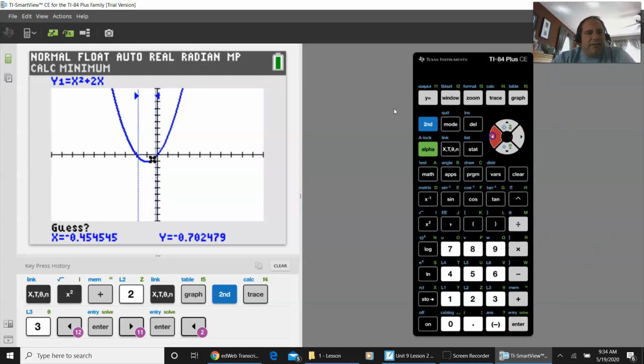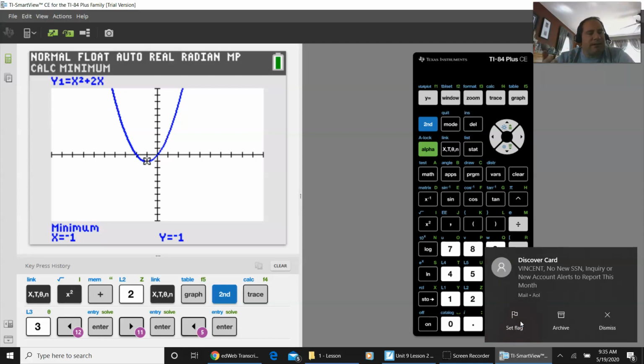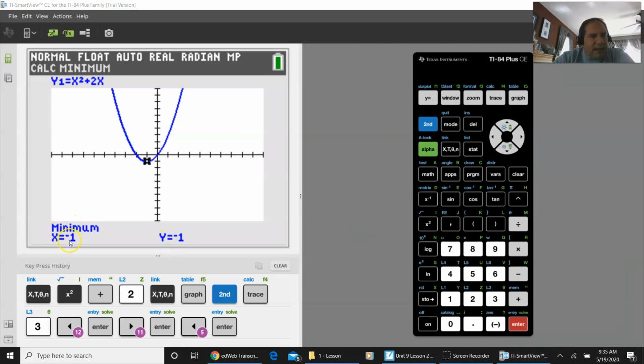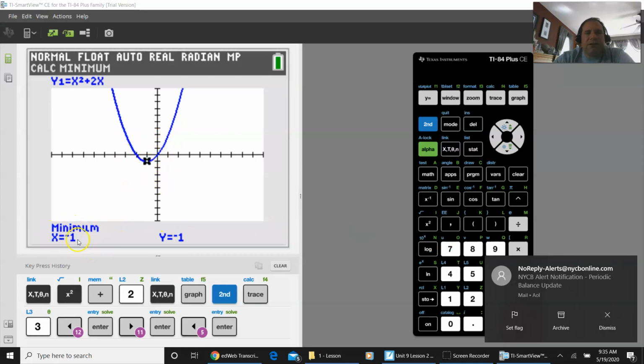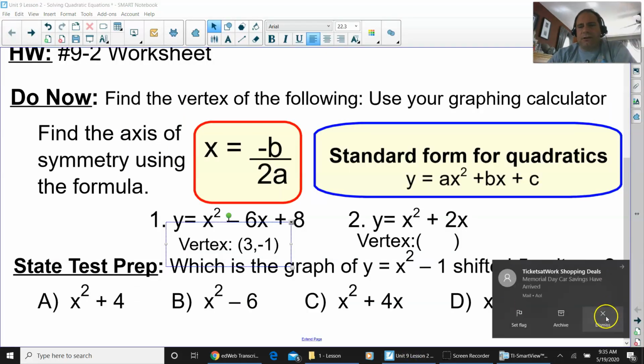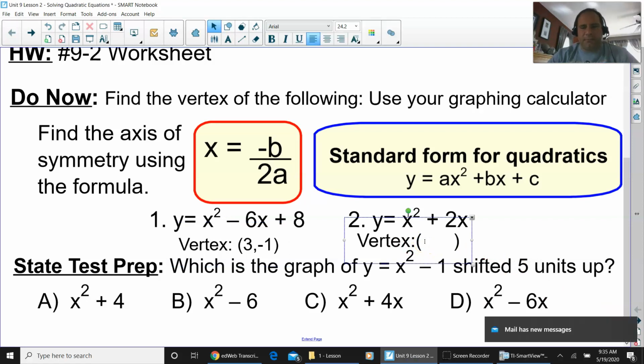Now it's asking you to guess, and I'm going to say it's right about there. And I'm going to press enter for a third time. And I have my minimum as -1, -1. If you didn't get that exactly, then you got something with decimals very, very close to what I have. Just round it to the nearest whole, which in this case would be -1, -1. So now we go back to the lesson, and we are going to put -1, -1.